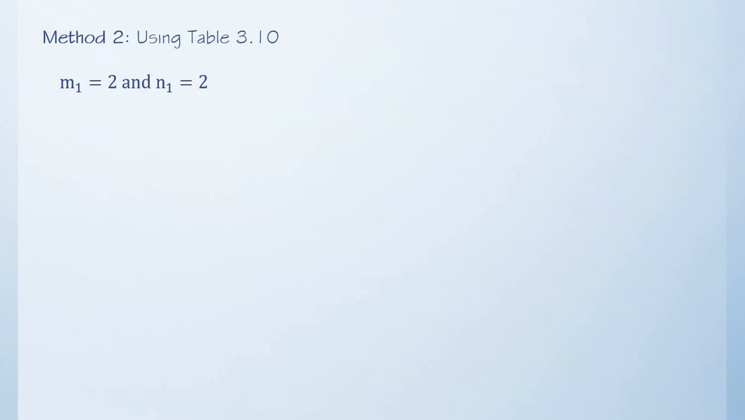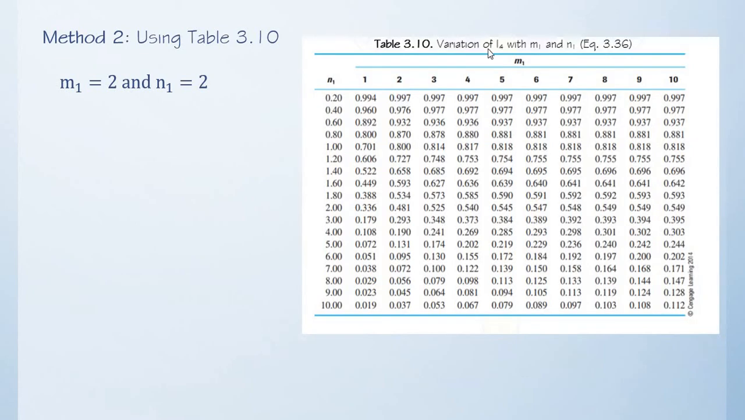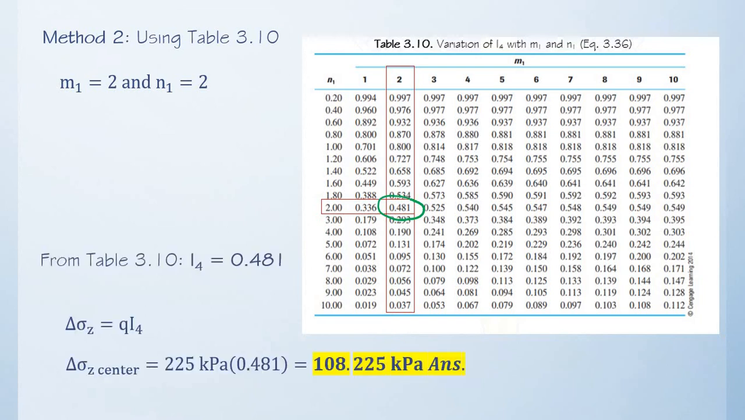Let us consider method 2 and see if we arrive at the same answer. Again, m1 is 2 and n1 is 2 also. Be sure to check the table you are using, the variation of I_s4 with m1 and n1. So m1 is 2, n1 is 2 also, somewhere here. Therefore, this becomes our value of I_s4, which is the same value that came out of the equation we used earlier. So we arrive at the same exact answer, 108.225 kPa.